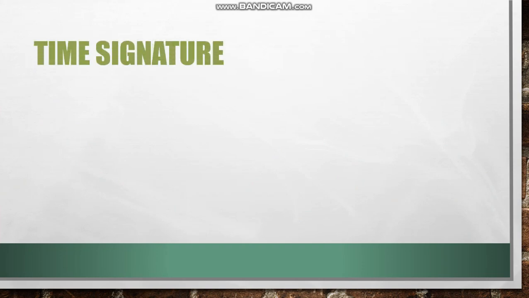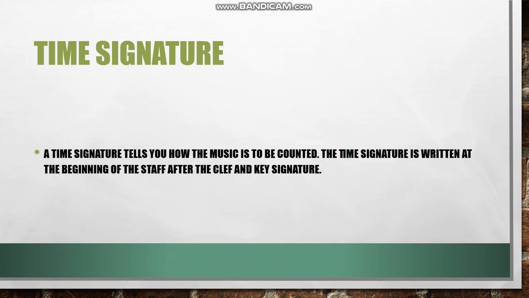The first thing we're going to talk about is our time signature. Now, a time signature tells you how the music is to be counted. The time signature is written at the beginning of the staff after the clef and key.